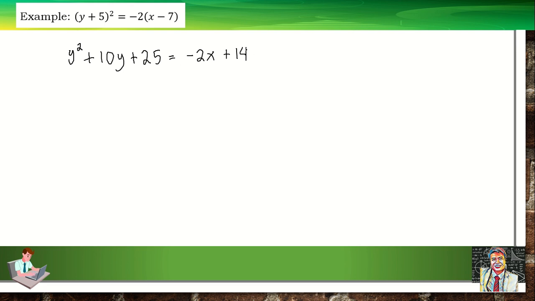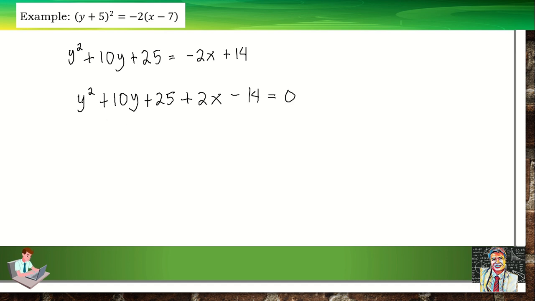So, kung etong mga to, lipat natin dun sa kabila. So, that will become y squared plus 10y plus 25. So, from negative, that will become positive pag linipat natin siya doon. So, this will become 2x minus 14 is equal to 0.